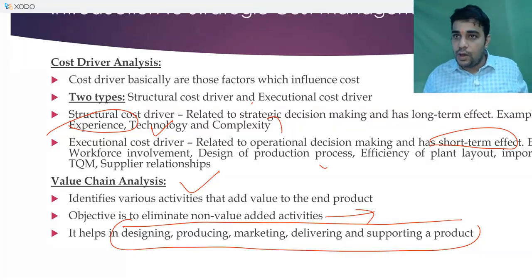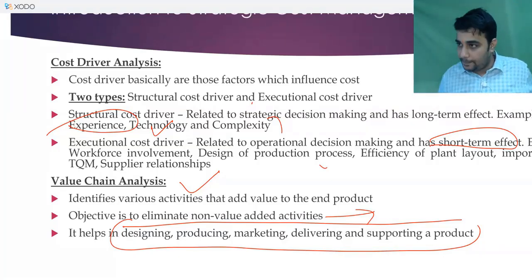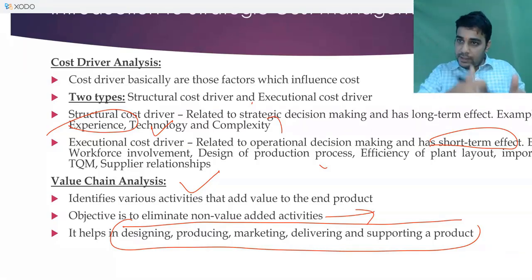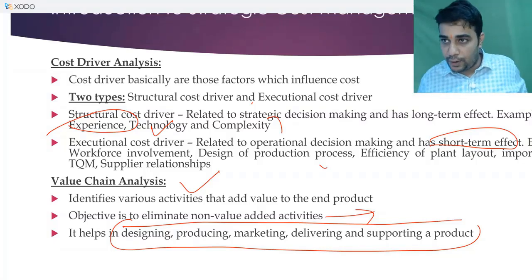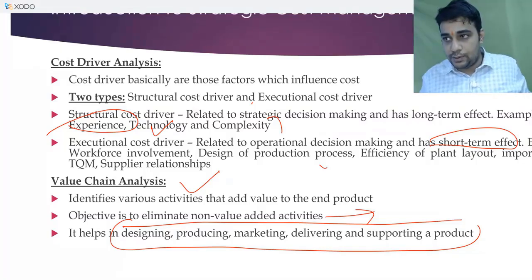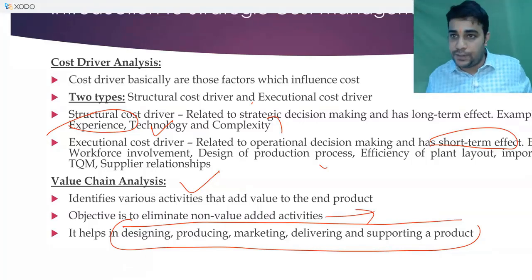Operation. The name is called operation. Raw material coming into the company is inbound logistics. Second is operation, raw material converted into a finished product. Third, the finished product goes to the customer, or goes to the place of distribution.